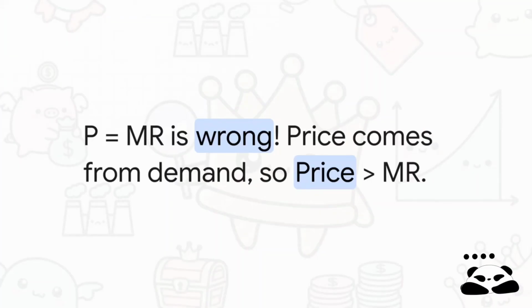But, okay, red alert, watch out for this massive NET trap on your exam. The examiners absolutely love to trick people with this. If you see the equation price equals marginal revenue as a condition for monopoly equilibrium, just cross it out immediately.